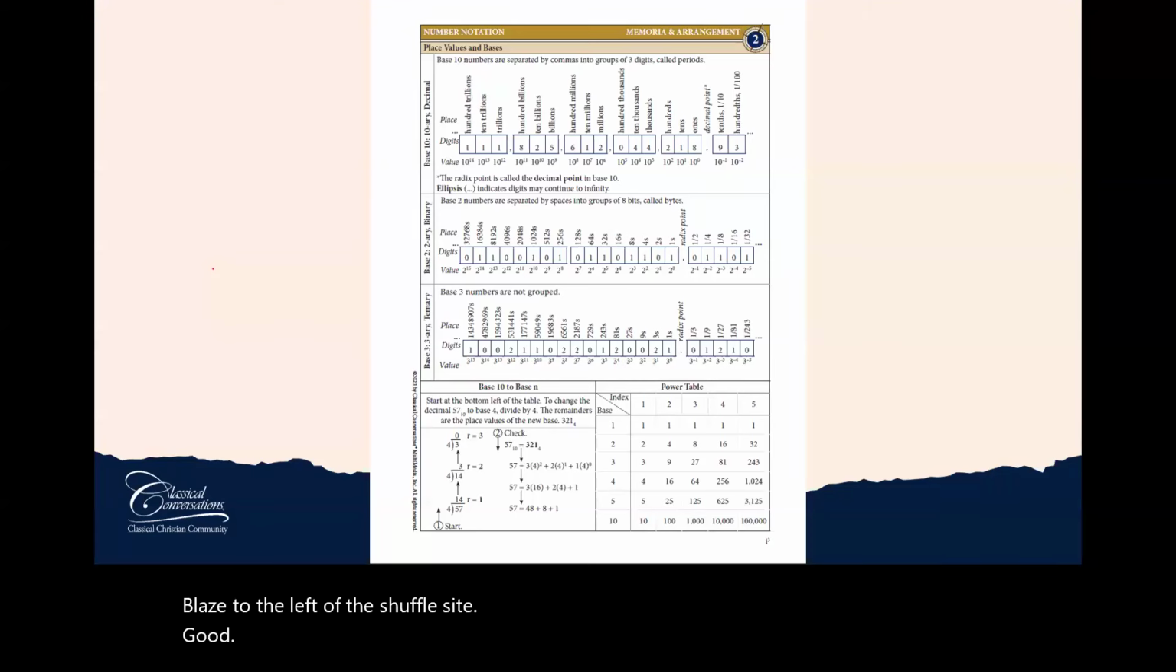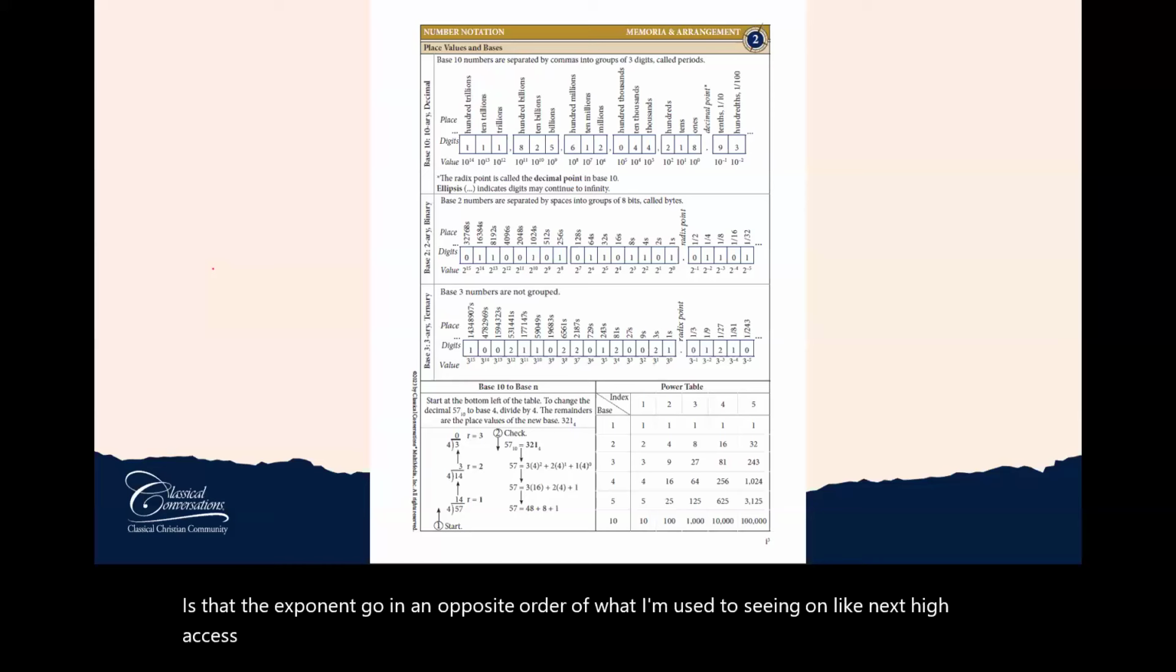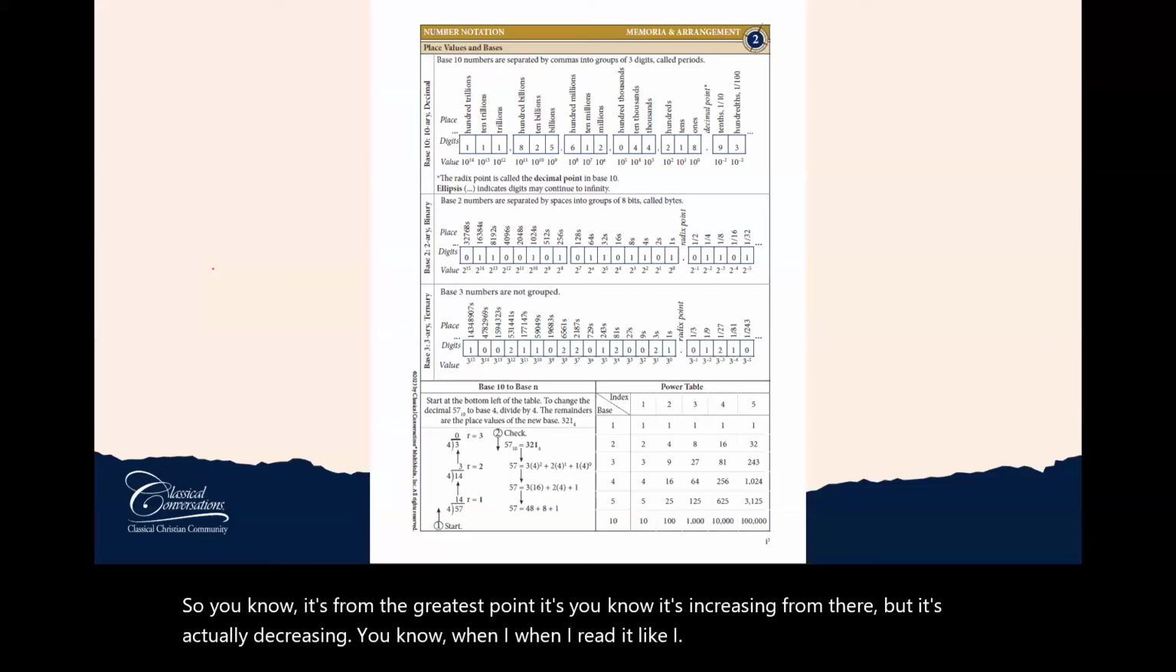One thing I noticed that may or may not be helpful is that the exponents go in an opposite order of what I'm used to seeing on an X and Y axis. From the radix point, it's increasing from there, but it's actually decreasing when I read it the way I would normally read. So that's something I observed. That's good.